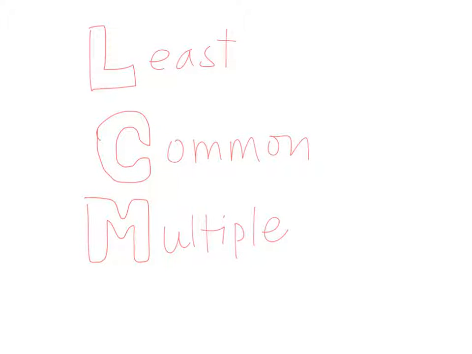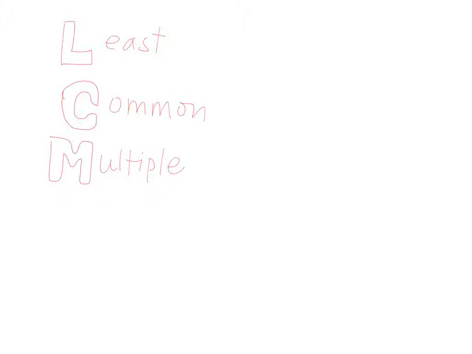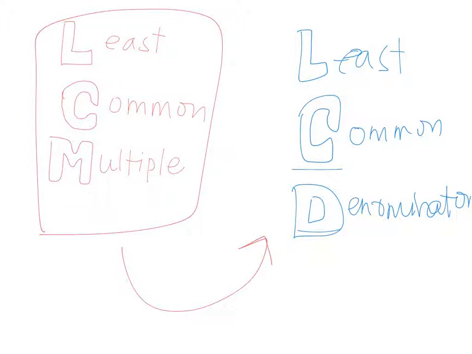So we're going to be finding the least common multiple to help us find what's called the LCD. Now we know that L stands for least, C stands for common, and what do you think D might stand for? Denominator. Now why are we using the least common multiple to help us find the LCD, the least common denominator? Why is our goal to get the denominator to be common or the same?